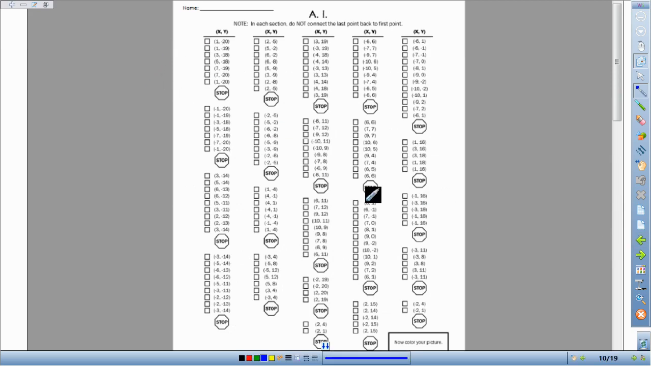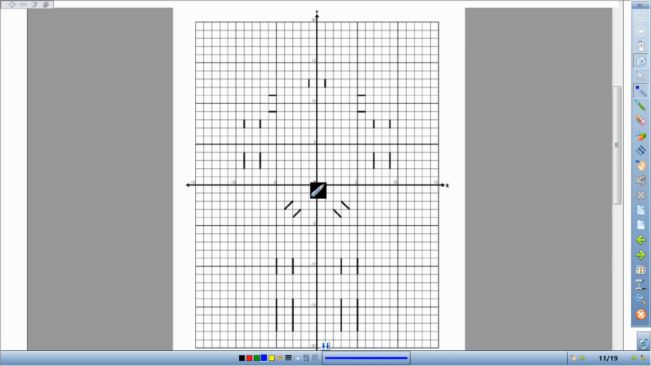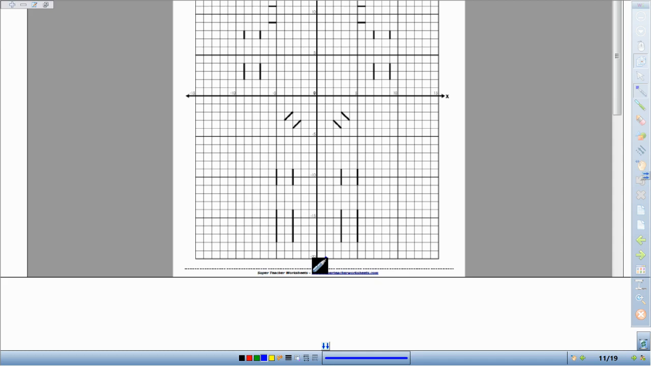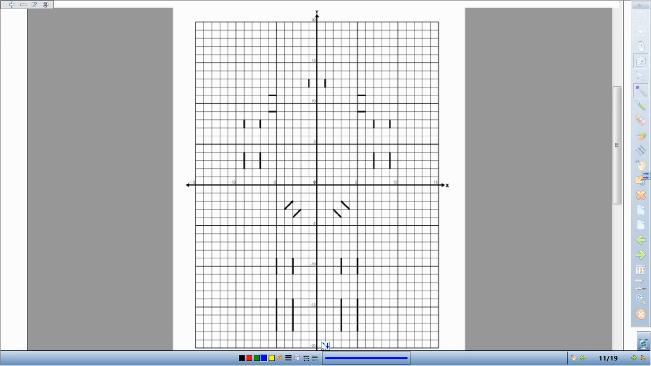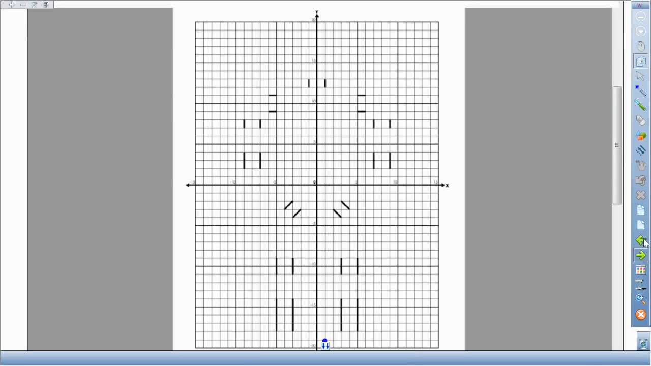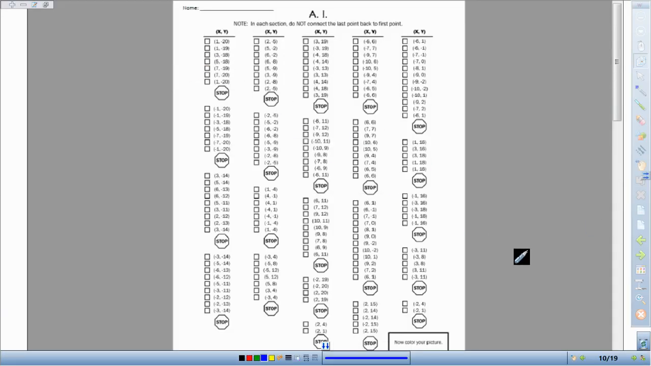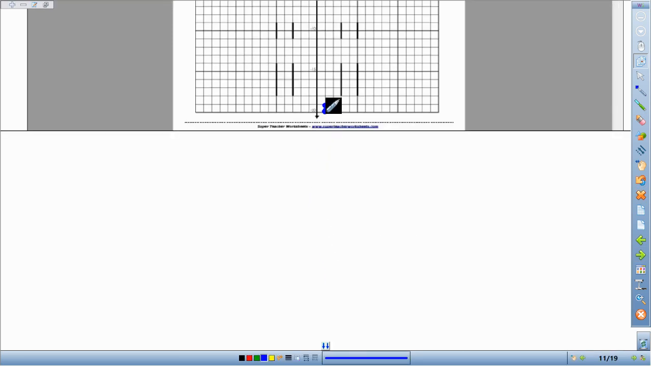So this first one, 1, -20, that means I go to +1, down to -20, and you'd get your first point right there. From here, 1, -19, so to the right 1, down 19, that would be right here. 3, -18, so to the right 3, down 18 should be about there. Okay, and you guys get the idea.